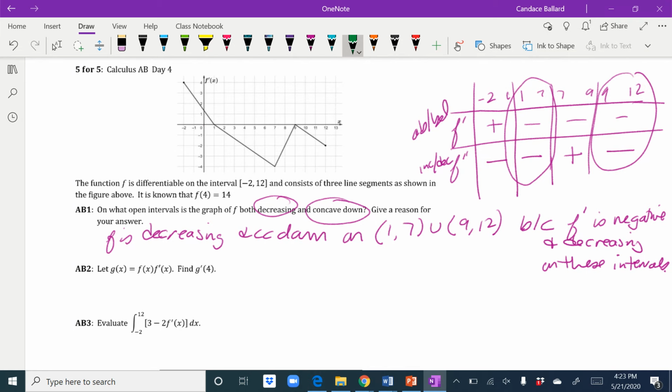All right. So looking at part G, number 2, let g of x equal f of x times f prime of x. We've got to find g prime of 4. What do I need to use? Product rule. Product rule, good.